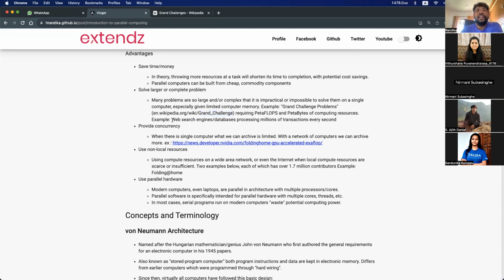Okay, and there are real world examples like web search engines, database processing, and those kinds of things, which are not day-to-day activities that a serial computer can work with. Okay, so when we are talking about problems in the real world, 99% of the time it's going to be something that should be handled by a parallel computer. Okay.